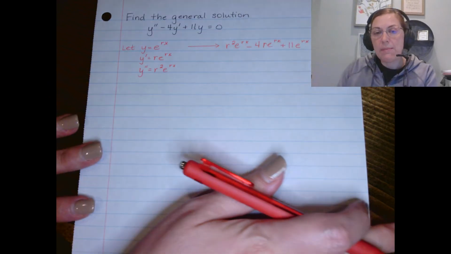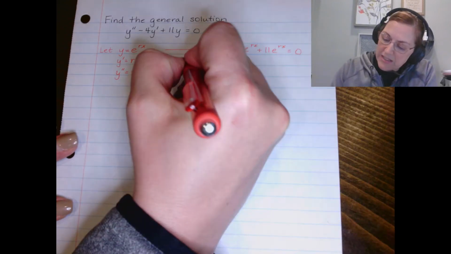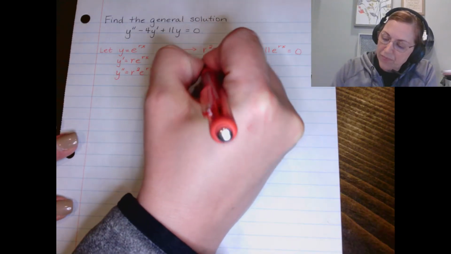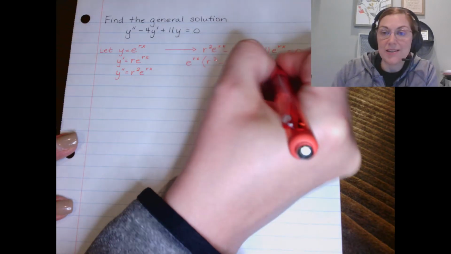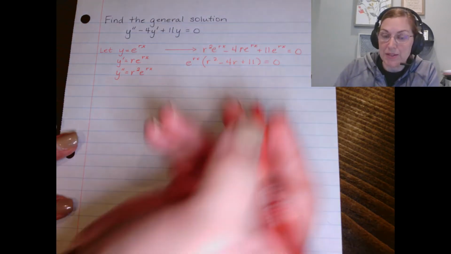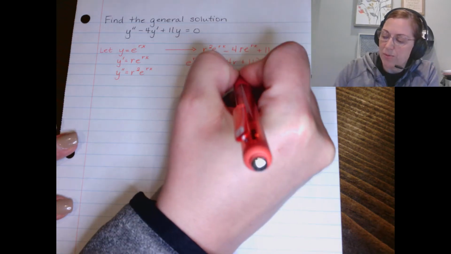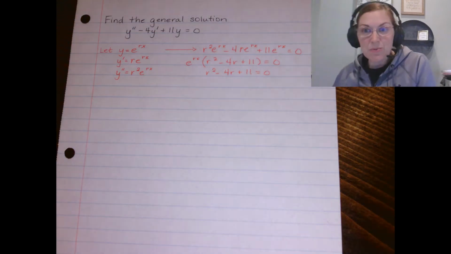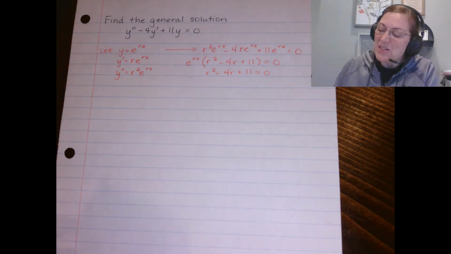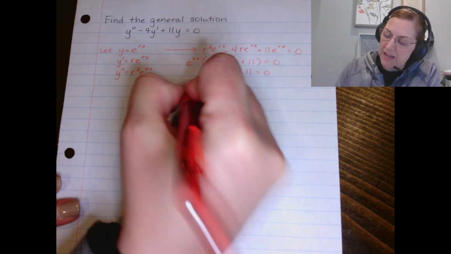So now I'm going to factor out an e to the rx, since they all have it. And we know that e to any power is never going to equal 0. So really, I'm solving r squared minus 4r plus 11 equals 0. That doesn't factor. Man, don't we wish it would. So we're going to have to use the quadratic formula. So I'm going to put those values in.